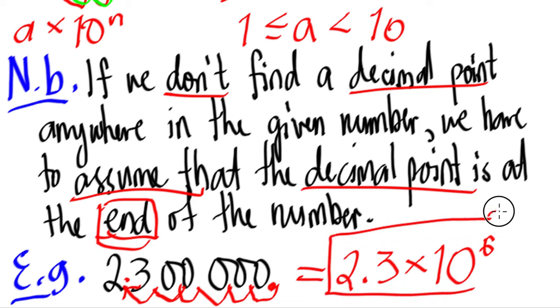So if we have 2,300,000, we can write this very cleanly in scientific notation as 2.3 times 10 raised to 6. So that's case 1, where the non-zero digits come first before the decimal point. In case 2, we're going to talk about the opposite.